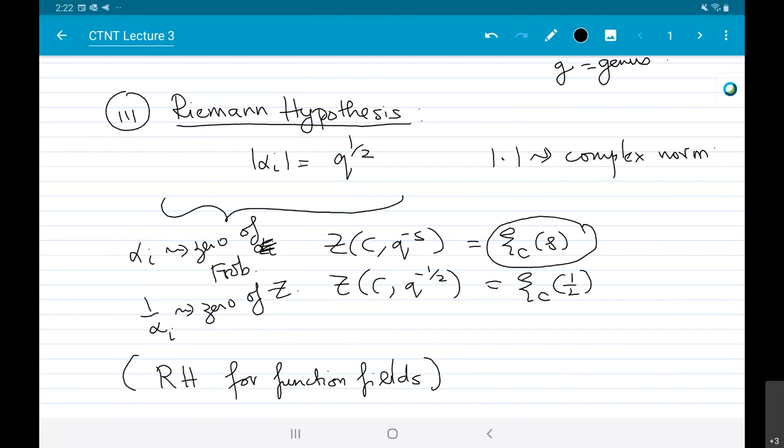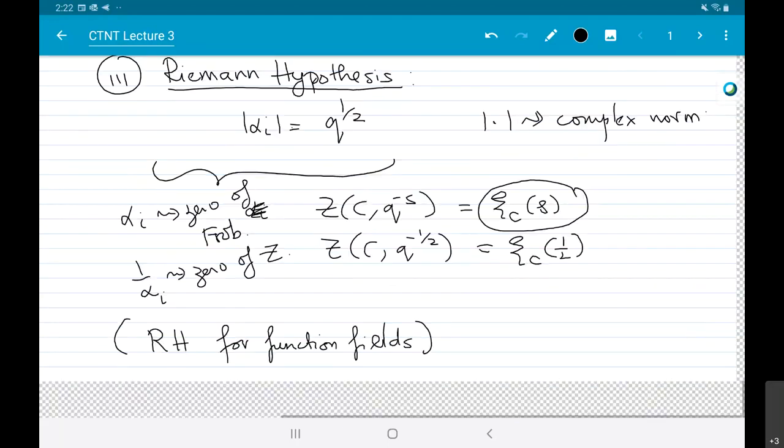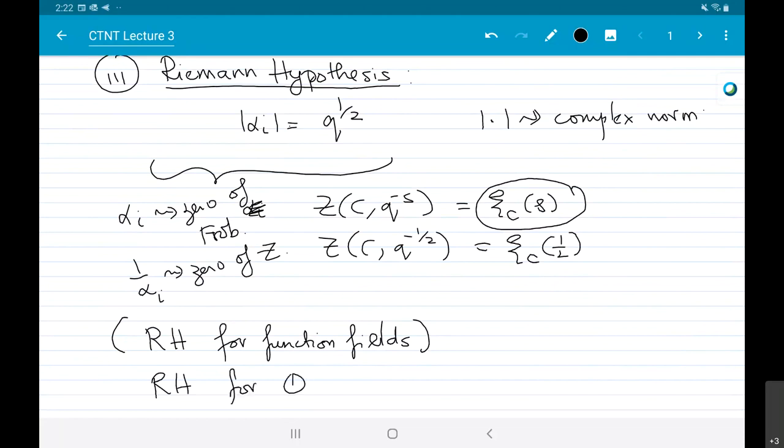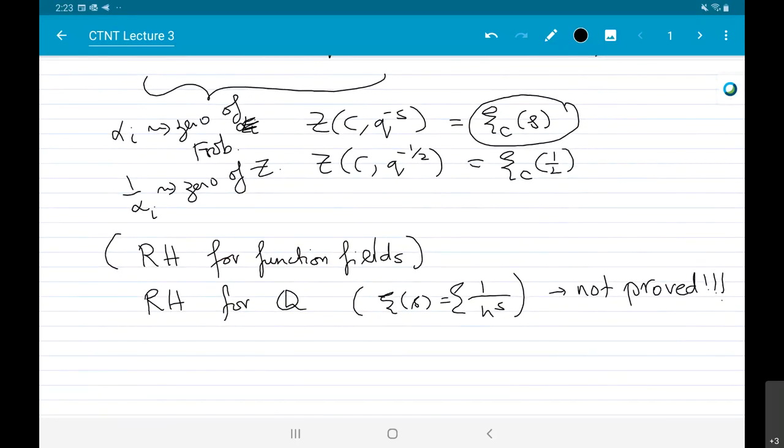Maybe what you're thinking of is the Riemann hypothesis for number fields or for Q. The Riemann hypothesis for Q, which is about the Riemann zeta function that I wrote out earlier, that is not proved. That's still a millennium problem. And so this is actually a very interesting, okay, I'm going to philosophize for a minute more. A lot of theorems that you see in life have two versions, one for number fields and one for function fields. And in a lot of cases, not all cases, the version for function fields has been proved while the version for number fields hasn't.